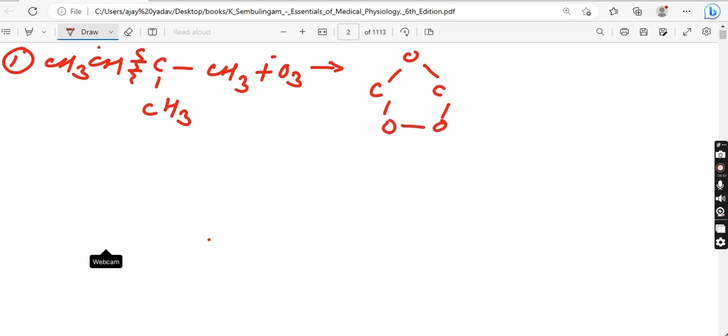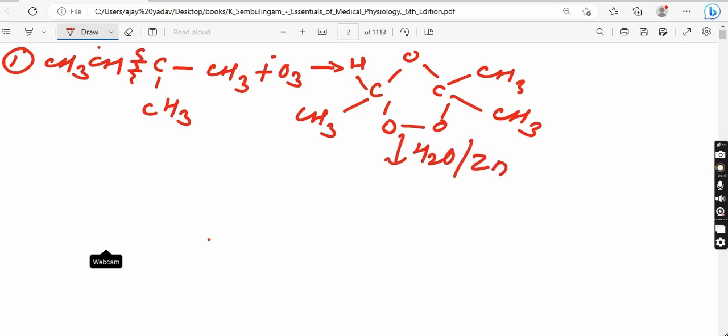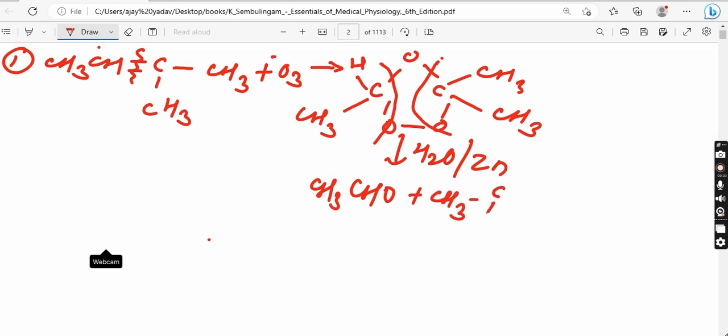Now look here, one C is over here, this is attaching itself with 2 CH3. This C is attaching to this CH3 and this CH3, and this side it is attaching one to H and another to CH3. When we further hydrolyze it in the presence of Zn, this will be breaking like this, right? So look here, this is CH3CHO plus this one is CH3 C double bond O CH3.